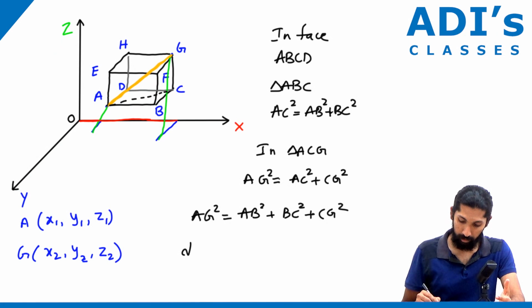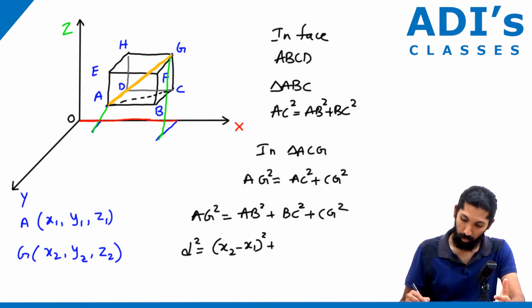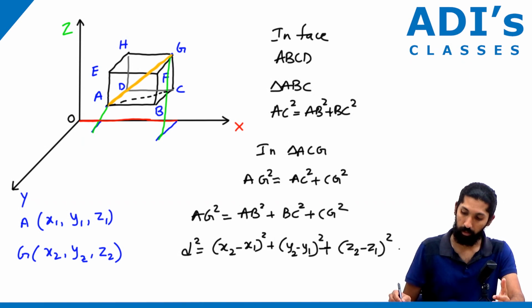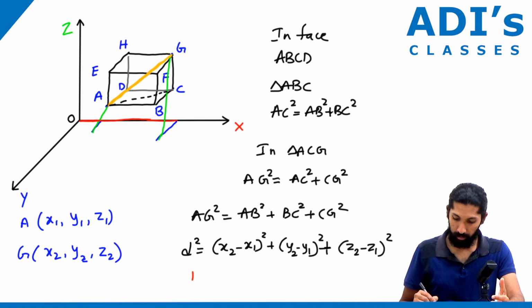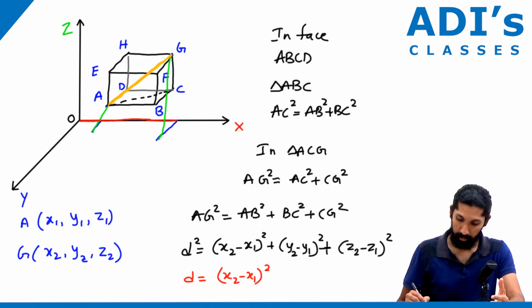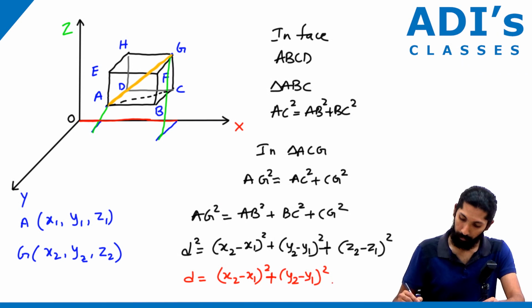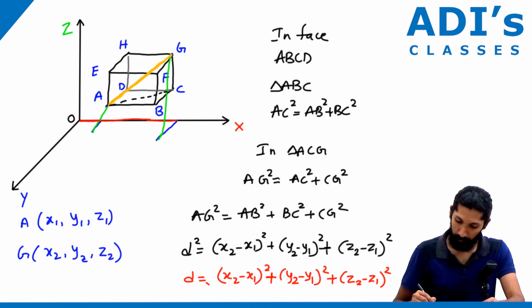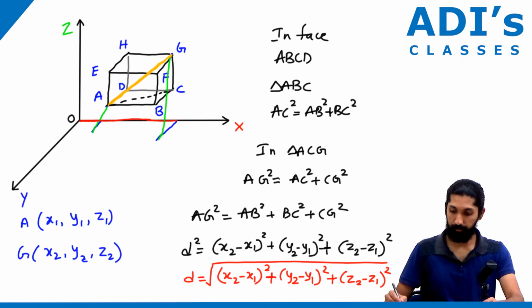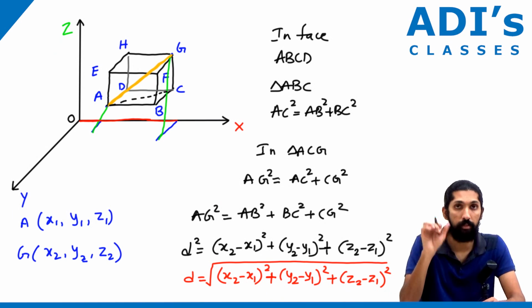So you have D square is equal to x2 minus x1 whole square, plus y2 minus y1 whole square, plus z2 minus z1 whole square, or the distance D is equal to root of x2 minus x1 whole square plus y2 minus y1 whole square plus z2 minus z1 whole square. Everything under the root. This is the distance formula.